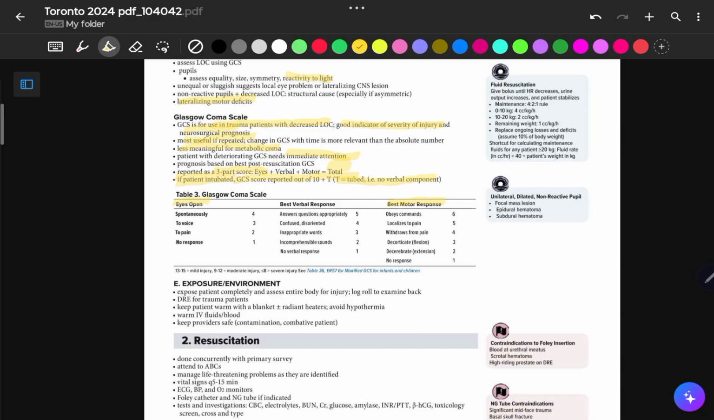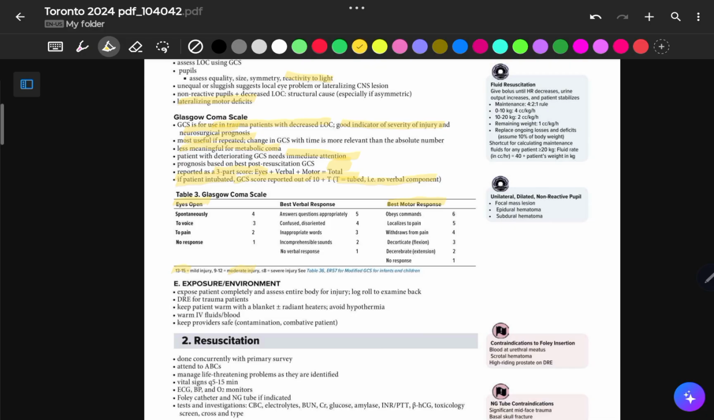Okay, so if GCS is between 13 and 15, you are looking at mild injury. 9 to 12, moderate injury. Lesser than 8, severe injury. And remember, when it's lesser than 8, you need to intubate this patient. So when looking at eye opening, 4 is going to be spontaneous eye opening. 3 is going to be eye opening to voice. 2 is going to be eye opening to pain. And 1 is going to be no response.